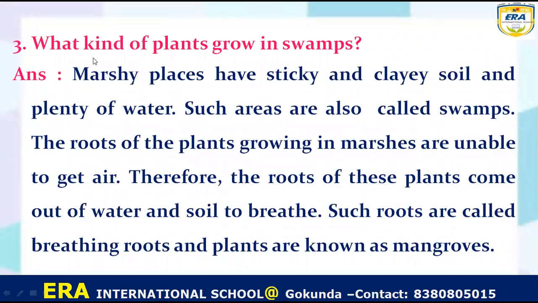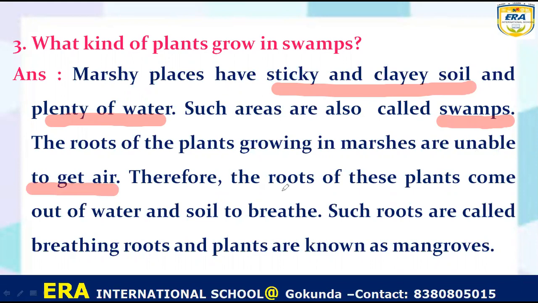Third question: what kind of plant grows in the swamp or marshy places? The answer is that the marshy places have sticky and clayey soil and plenty of water, a large amount of water is available. So such areas are called swamp. The roots of the plants growing in marshes are unable to get air. They do not get the air.